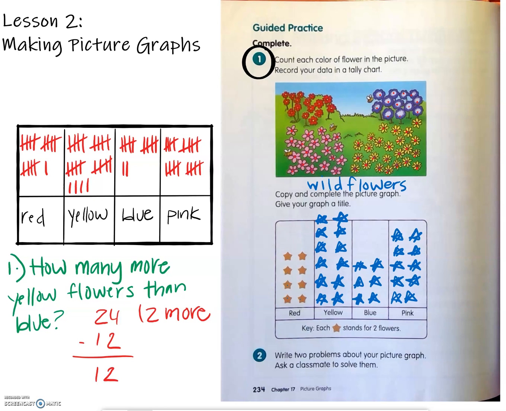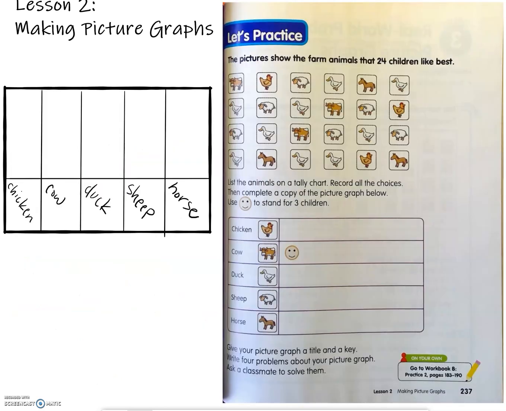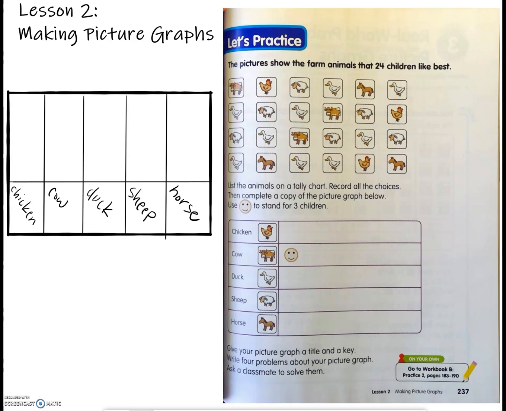What you're doing when you're creating questions or making problems is taking the information from the graph and asking questions that can be answered based off of that information. Once again, we are going to do some practice starting with creating a tally chart. These pictures show the farm animals that 24 different children like best. We need to make a list of the animals on a tally chart, starting with chicken. So I'm going to look through the pictures here, and I'm going to find all of the chickens and count them up.